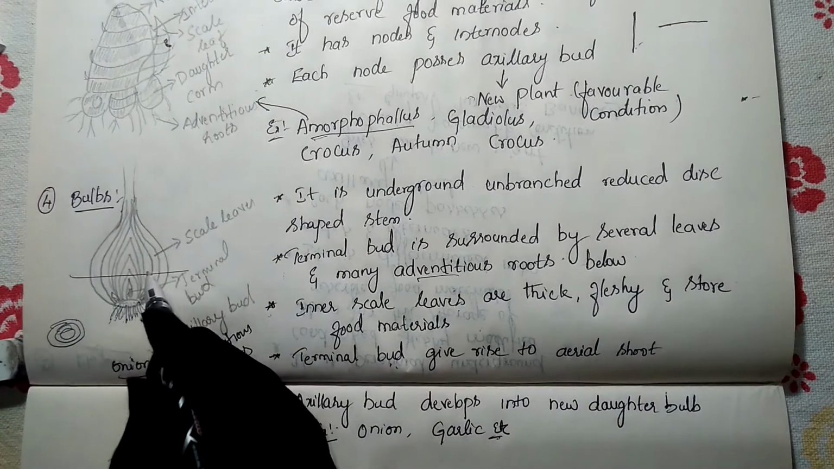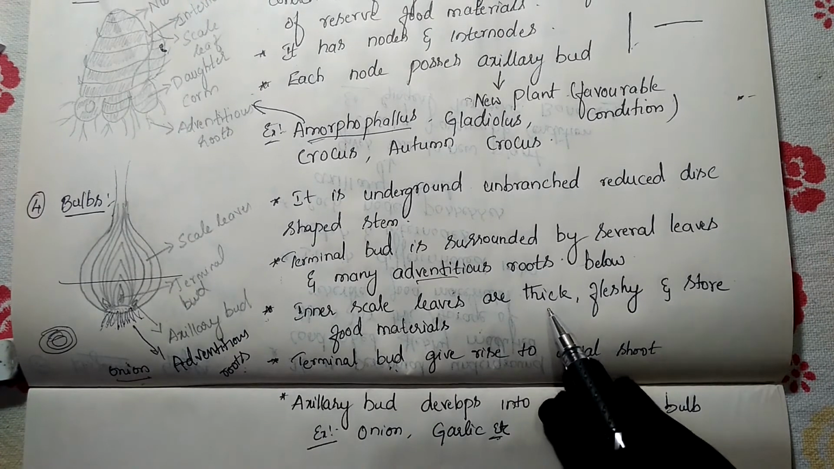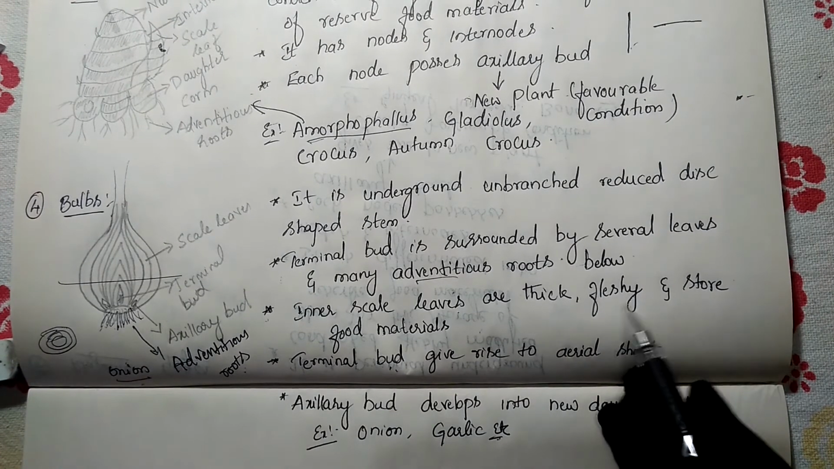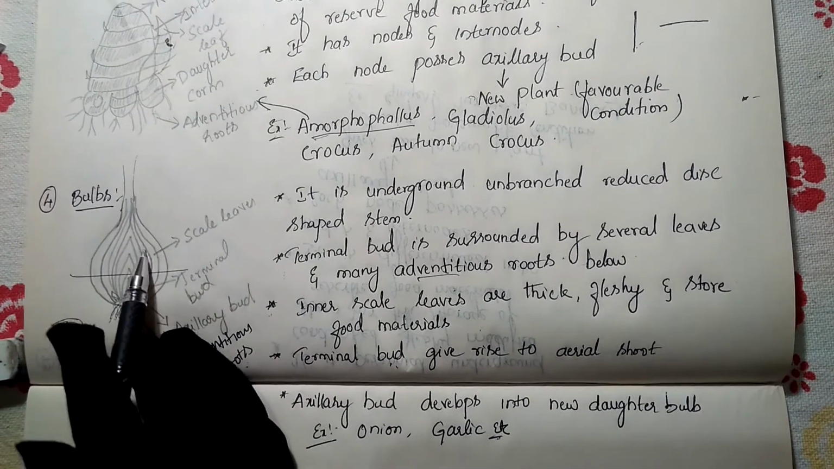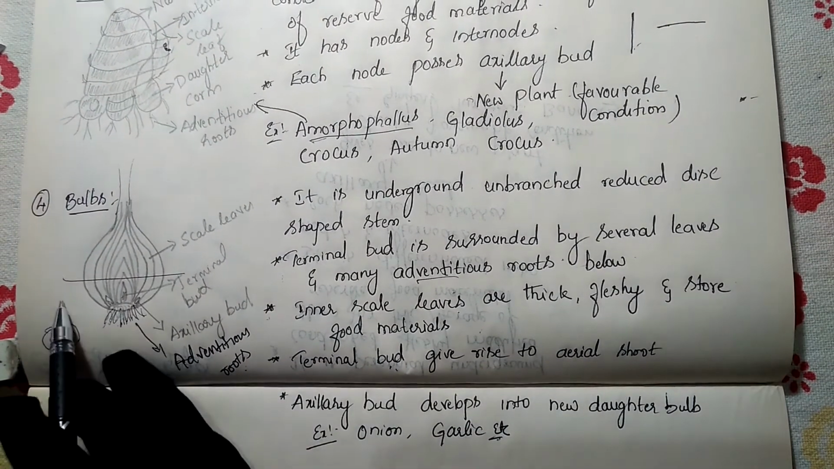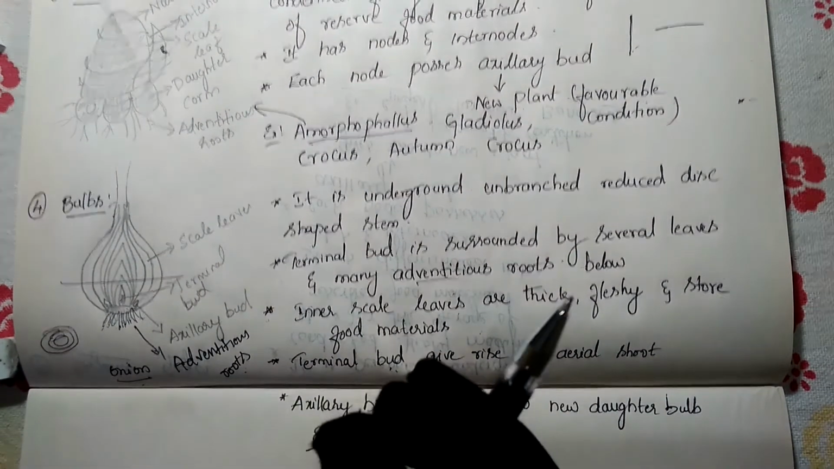So the inner leaves present here will be thick and fleshy, and they store the food material. Since they store food, we consume them in our day-to-day life. So this is about the bulb. What is a bulb?